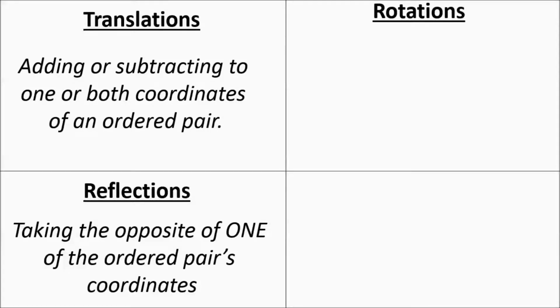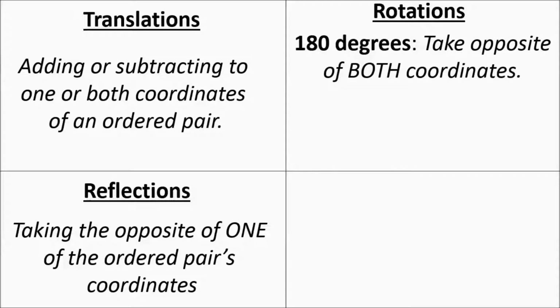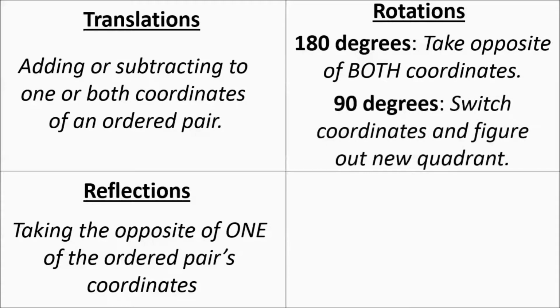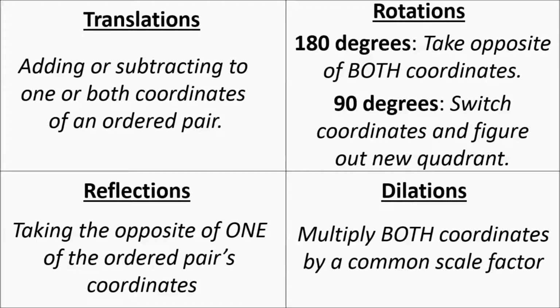Rotations, you have 180-degree rotations. You keep your ordered pair where they are, and you just take both their opposites. For a 90-degree or a 270-degree rotation, you switch the coordinates and then figure out what's positive or negative by what quadrant the new location is. For dilations, you're multiplying both coordinates by a common scale factor. You could also divide by a number as well.